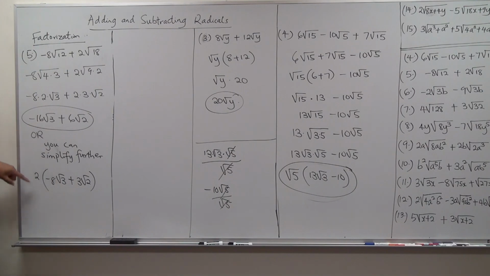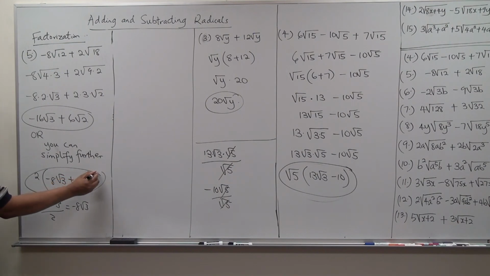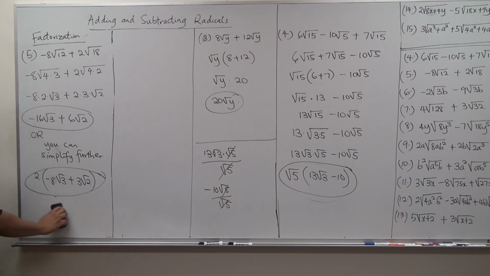Because when you factor out 2, then you do negative 16 square root of 3 divided by 2, just like I did here. Negative 16 square root of 3 divided by 2 gives you negative 8 square root of 3. And then here, 6 square root of 2 divided by 2 gives you 3 square root of 2. And that's how you get that.